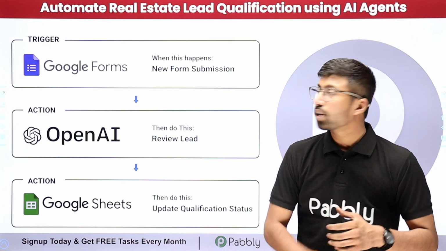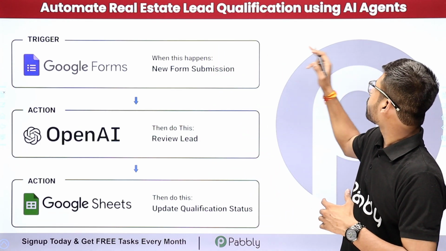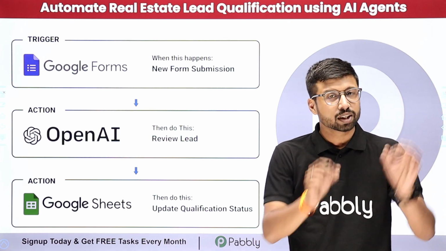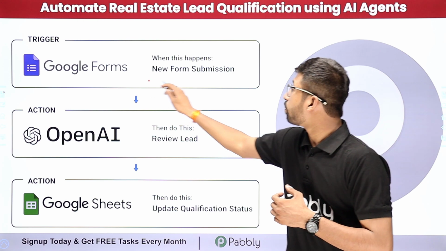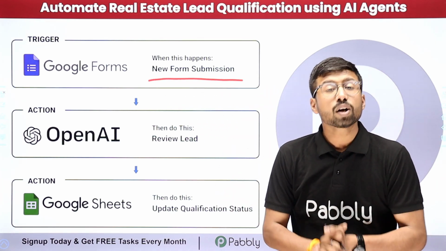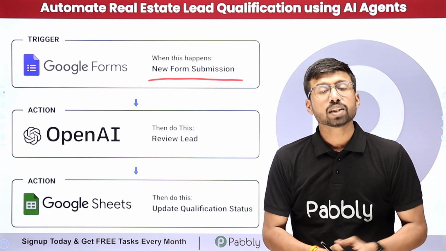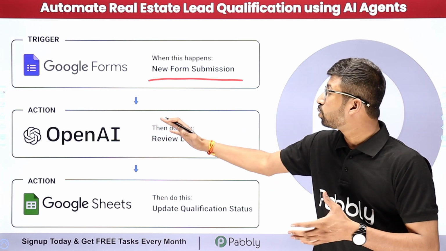So in this video, we are going to learn how to automate real estate lead qualification using an AI agent. We are going to build an AI agent which will capture the new leads we are getting from Google Forms as a form submission for our real estate business. After this, the AI agent will send the same leads to OpenAI.